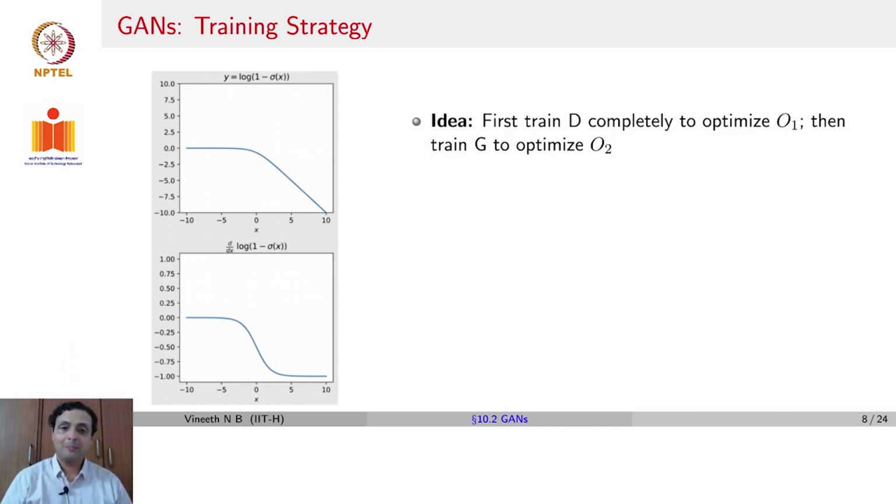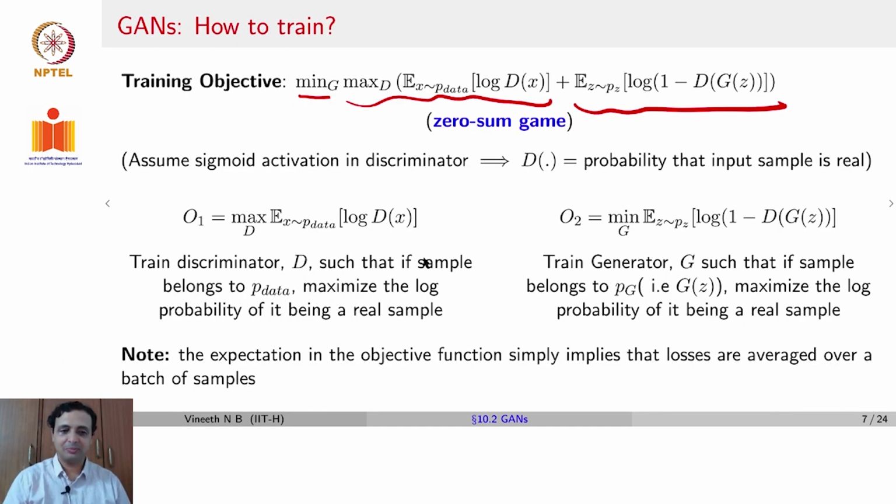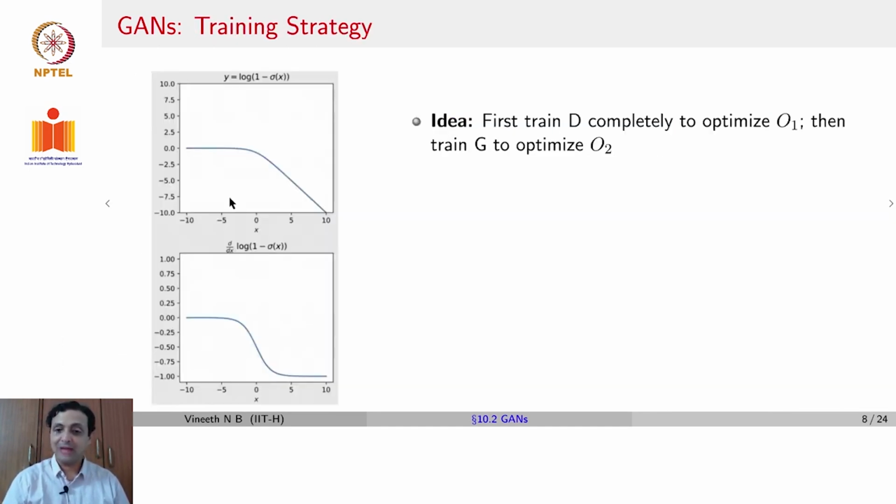So what can we do here? One option is we can train D completely first, so we have a good discriminator, and that can be done by optimizing only the first part of the objective, O1, and once we have that, we can train G to optimize O2. Does that work?